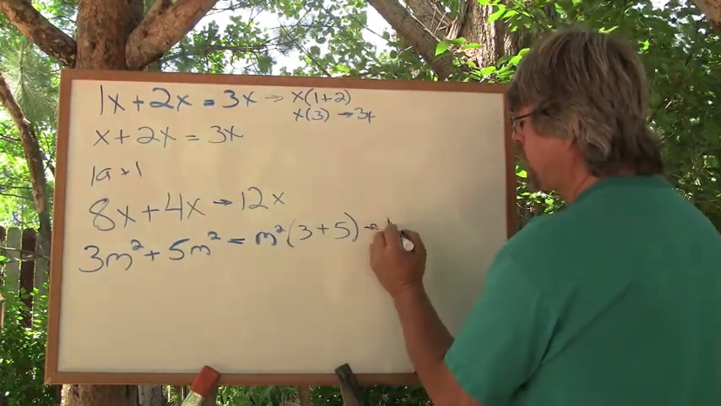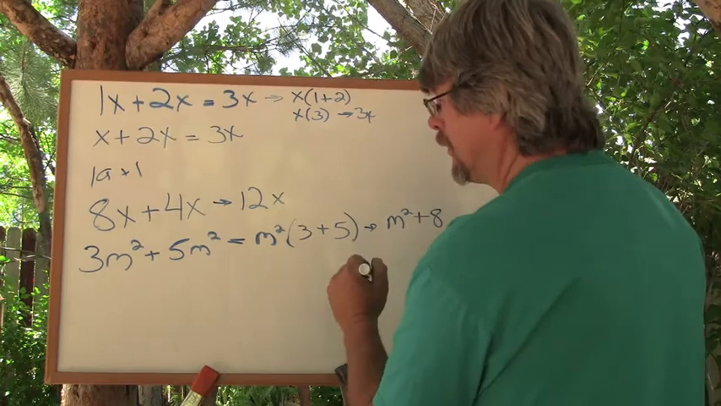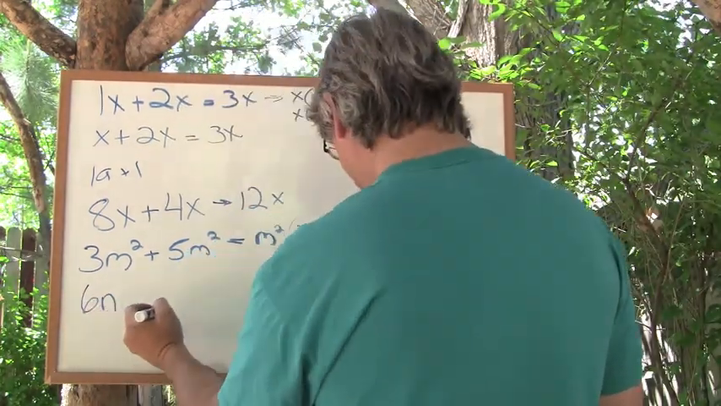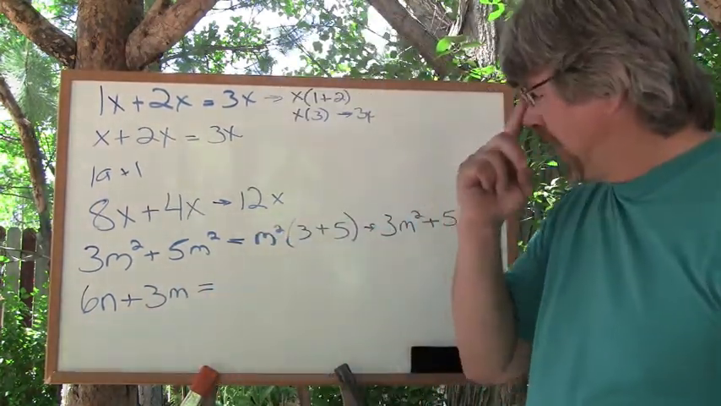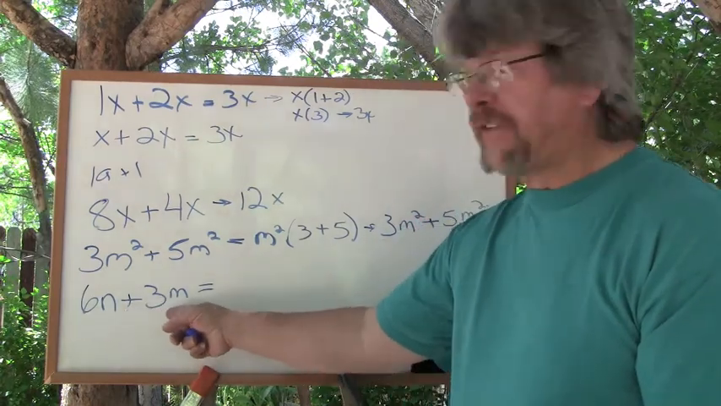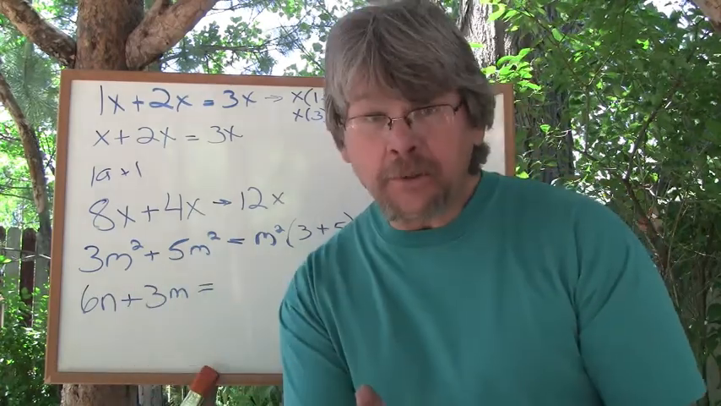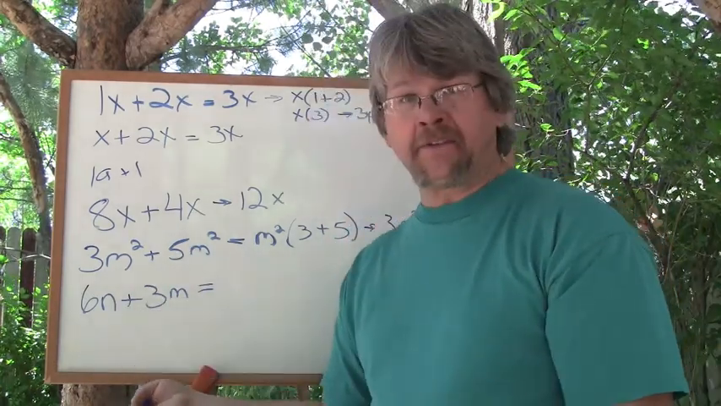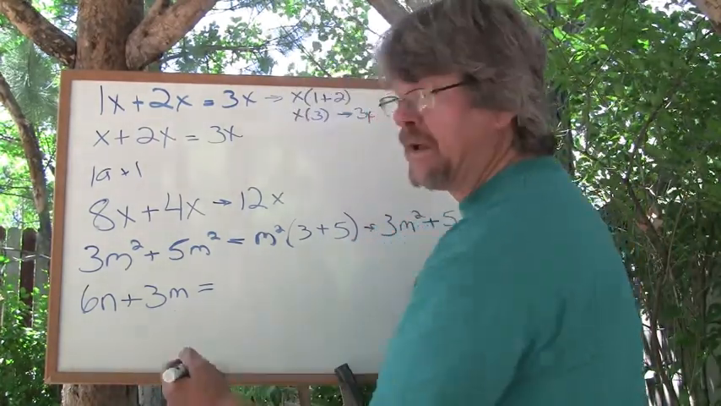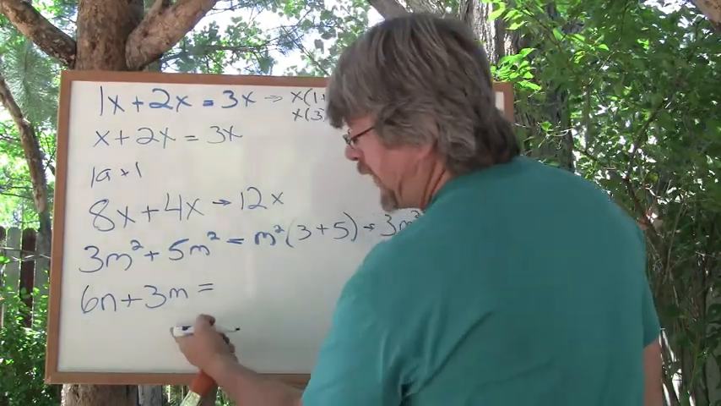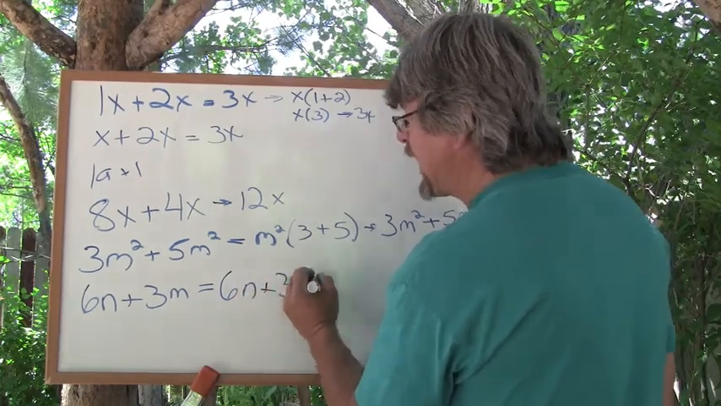This is m squared plus 8. 6n and 3m. When you see this, you say, well, all right, this could be 6 and 3 is 9 and m. No, not in addition. In multiplication, you could combine these, but not with addition or subtraction. The n is not an m, therefore the answer to this expression is 6n plus 3m.